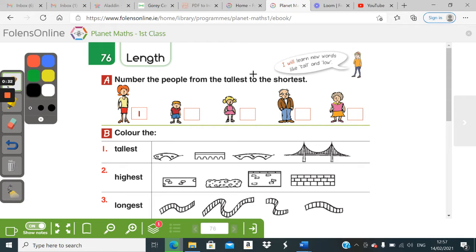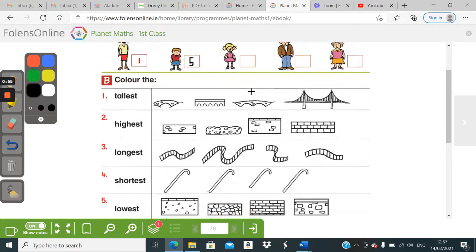So you can either go from one to five, or you can look at the tallest. We have the tallest here, and we can look at the shortest, which is this person here. I'm going to give them the number five, and then we can figure out who's in between. So there's a couple of different ways to do it. Number two will then be the next tallest, or number four will be the next shortest. So I'll let you decide which way you want to do that. But we need all five numbers from one to five there.